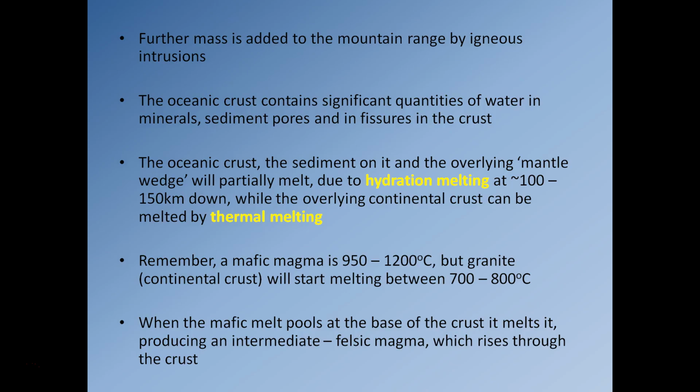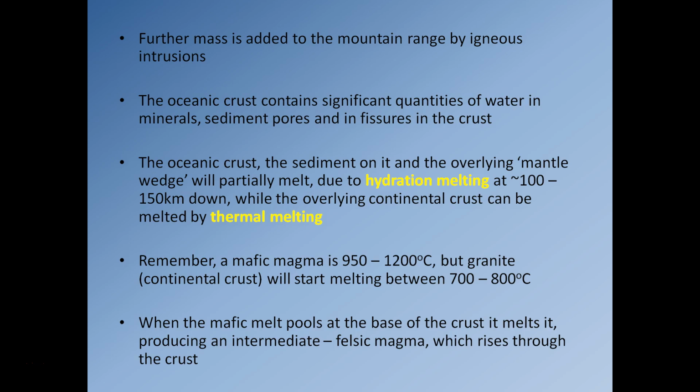So you need to remember, a mafic magma, for instance, has a temperature anywhere between 950 and 1200 Celsius, whereas continental crust will start melting at 700 to 800 Celsius. So when you put a big ball of mafic magma in contact with continental crust, it's going to start melting, and when the continental crust starts to melt, it's going to produce intermediate and felsic magma.